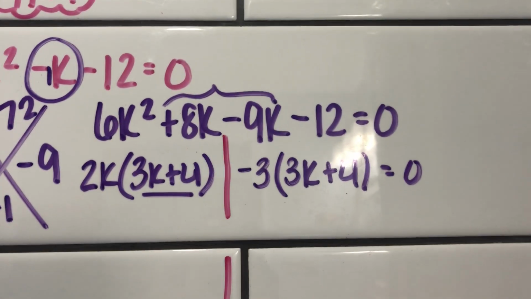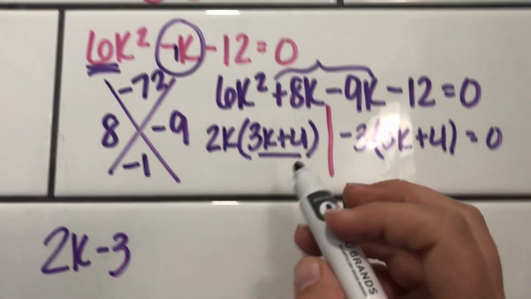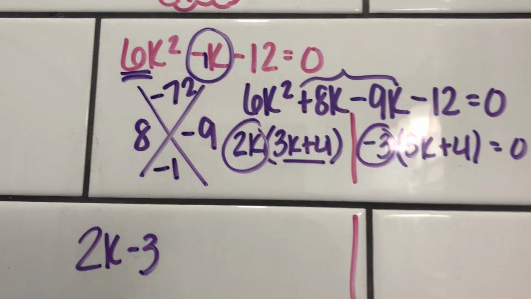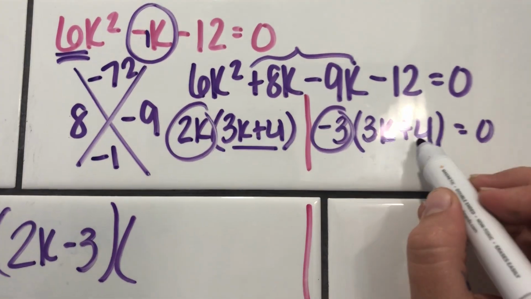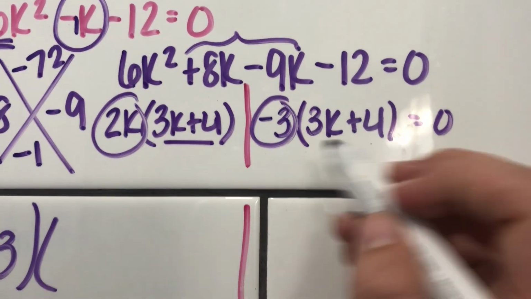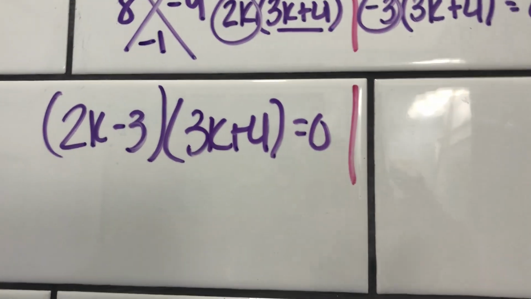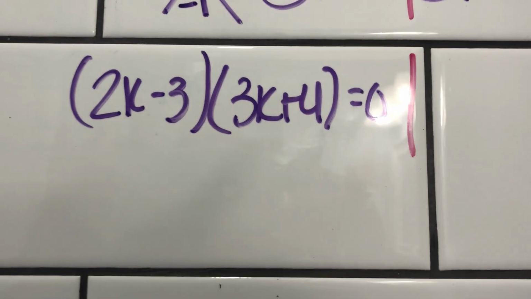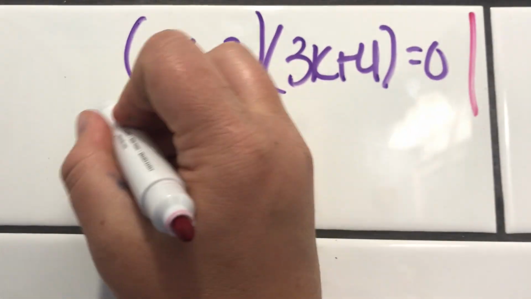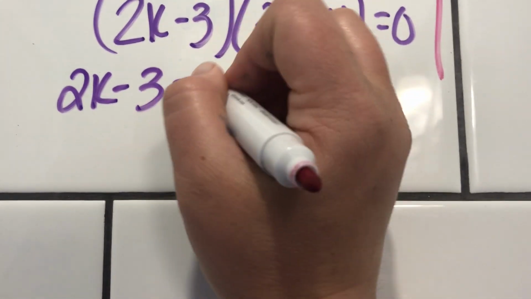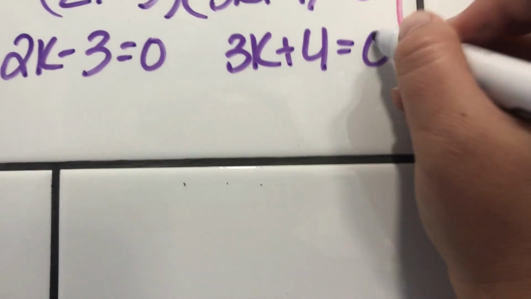Now I have two binomials. They are 2k minus 3. Remember, I got that from the GCFs that I pulled out. And I also have the binomial that I was left with. That's a twin, they're matching. So 3k plus 4, and that equals 0. Now I can set each of those equal to 0 because of the zero product property. So I have 2k minus 3 equals 0, and I have 3k plus 4 equals 0.